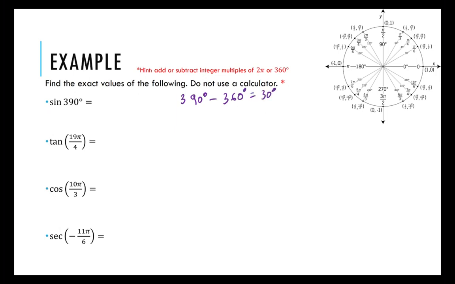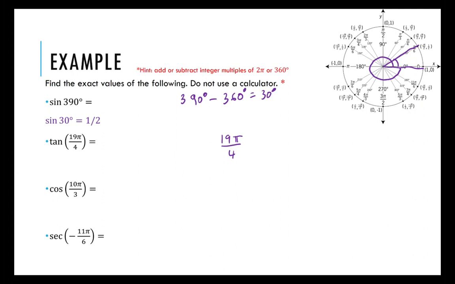Well, that's 30 degrees. And so my claim is that a 30-degree rotation is the same thing as a 390-degree rotation, but that can actually be confirmed because if I were to do a full rotation of 360 degrees and then do an additional 30 degrees, I'm going to land in the exact same place. So sine of 390 degrees is the same thing as sine of 30 degrees, which is of course 1/2. Then, if I have tangent of 19 pi over 4, well, let's do this. If I've got 19 pi over 4, I don't see that showing up on my unit circle.